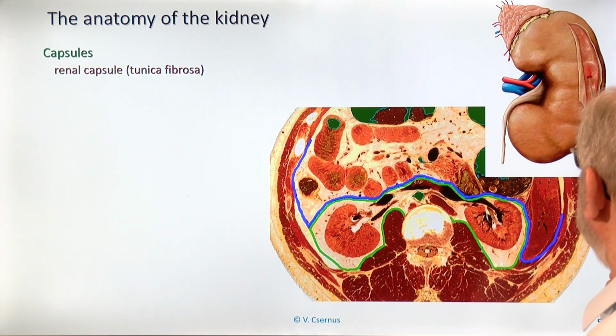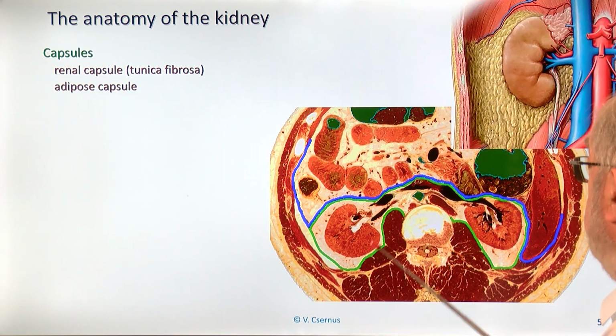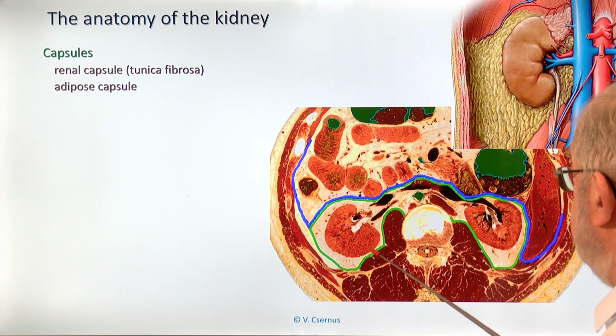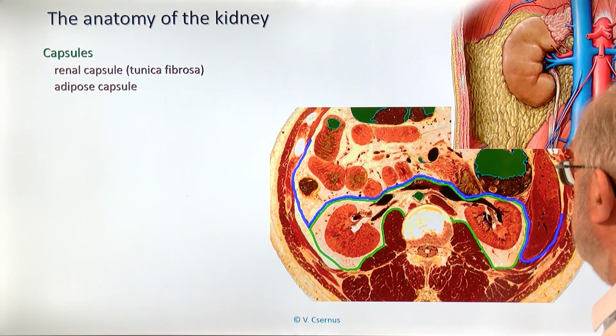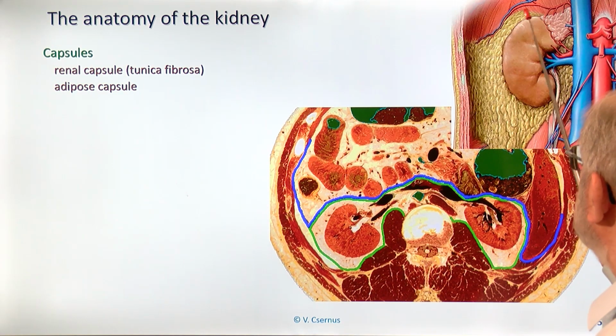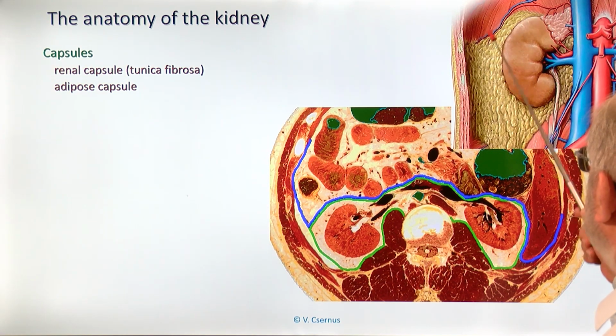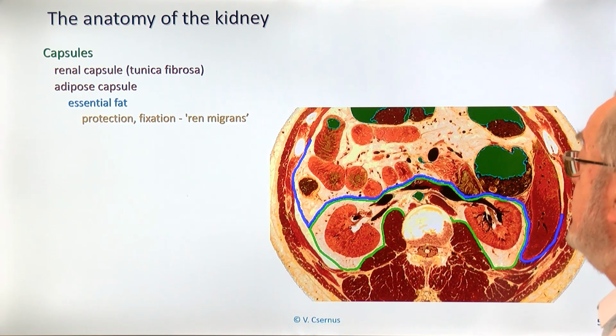This is strong enough to get off the kidney if you want to do that. You can take it in one single sheet. The next is the adipose capsule. This is about 1-2 centimeter thick adipose tissue, and you can see also the anterior part was removed in the picture, but the side and the posterior is visible.